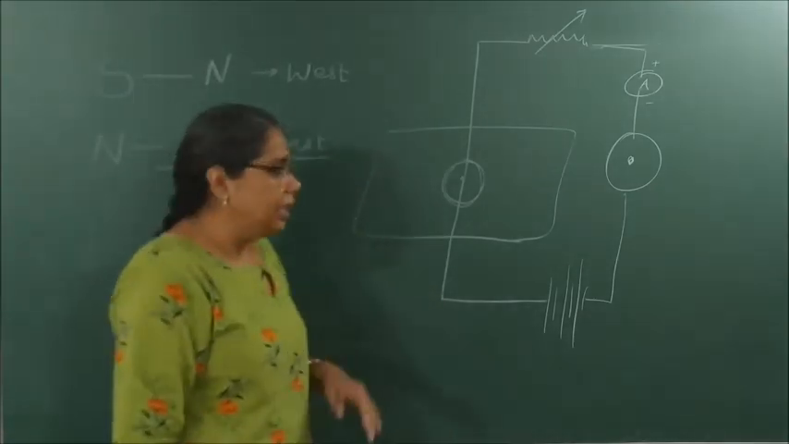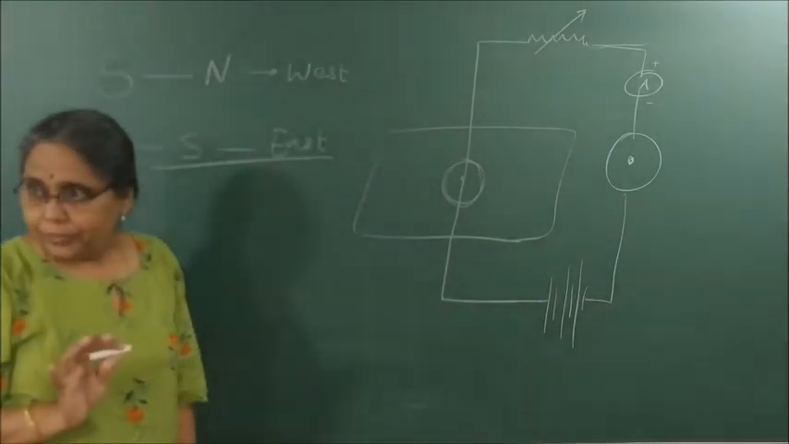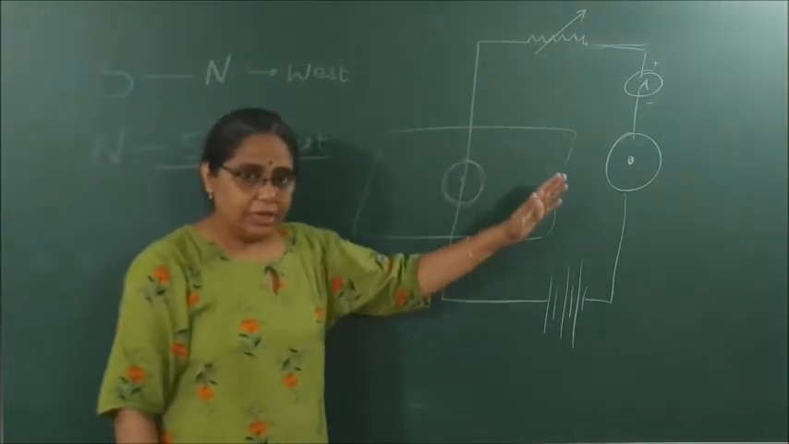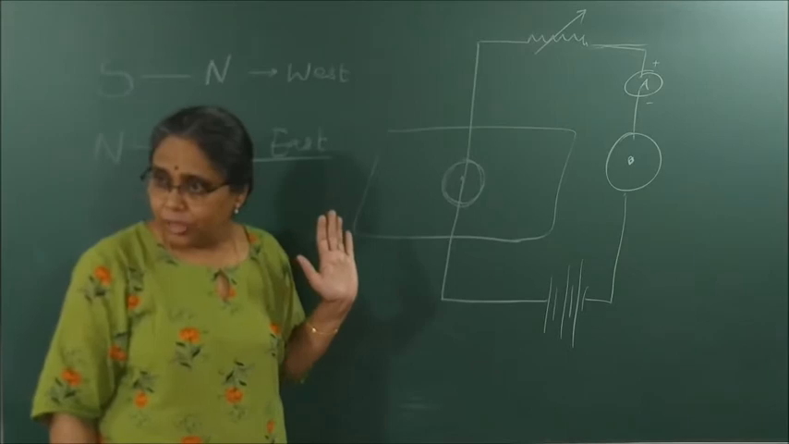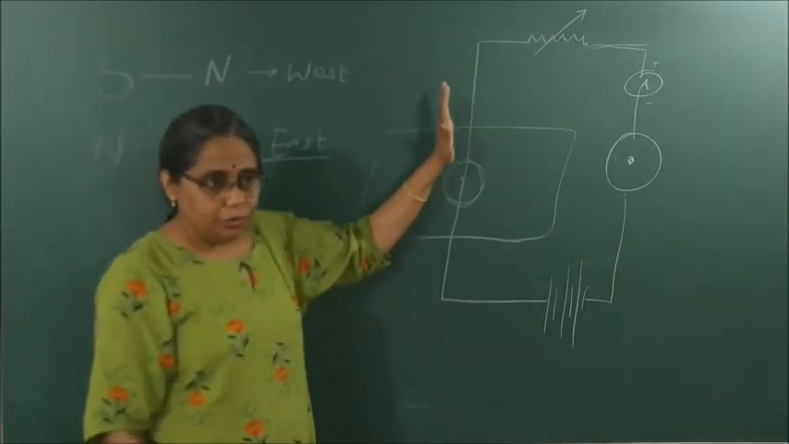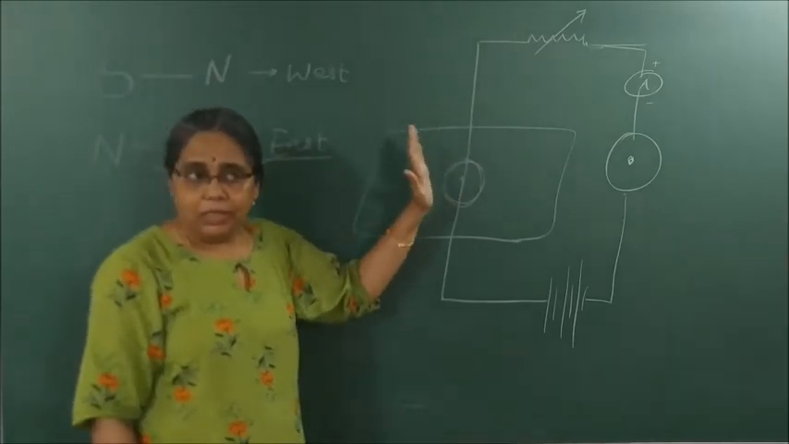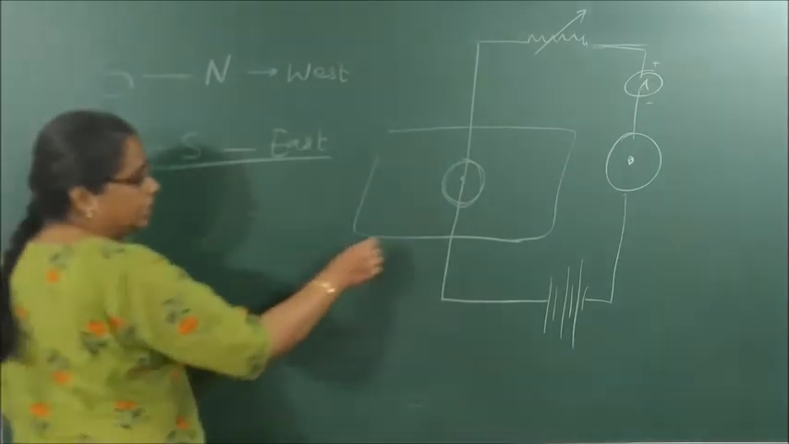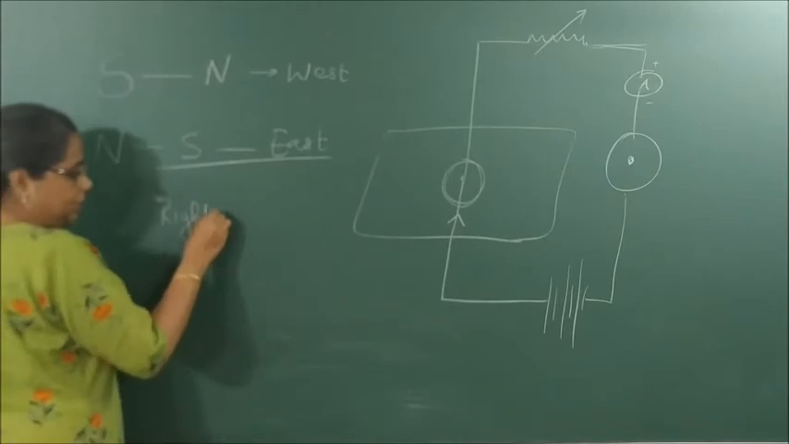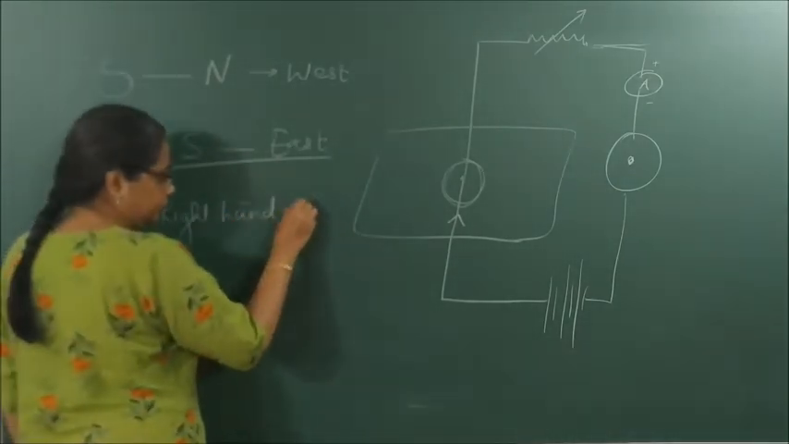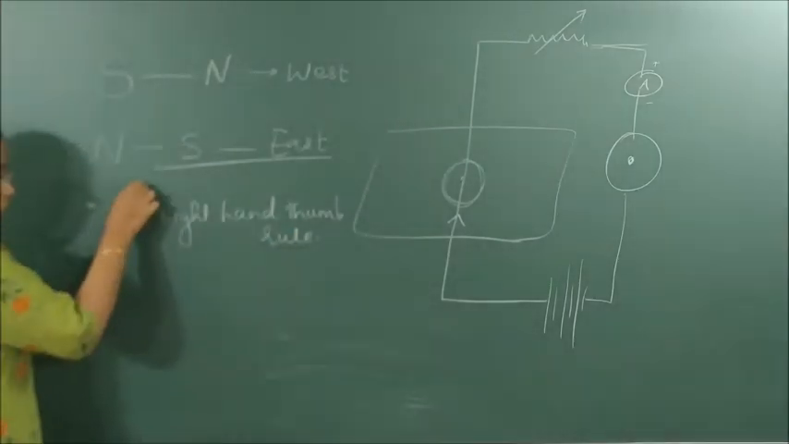Now, after that, I will sprinkle some iron filings around it. Then I will pass the current, wait, and observe the movement of the iron filings. To judge the magnetic field in a straight conductor carrying current, I generally use the right hand thumb rule. This is the rule which we will use.